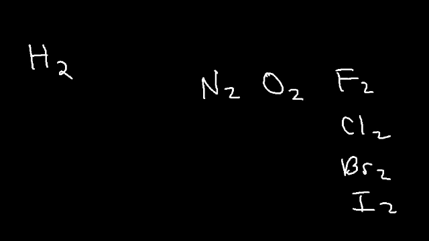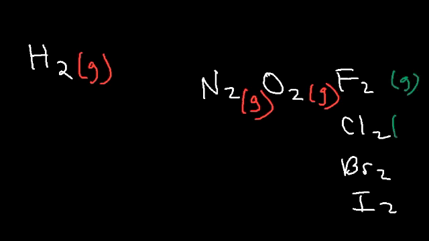At room temperature, hydrogen is a gas, nitrogen is a gas, and oxygen is a gas. Fluorine is also a gas, and chlorine is a gas. Bromine is a red liquid, and iodine is a purple solid at room temperature.